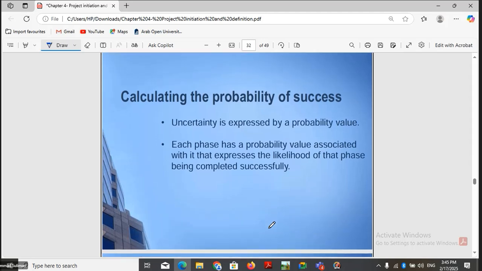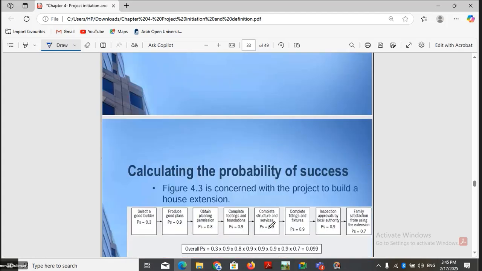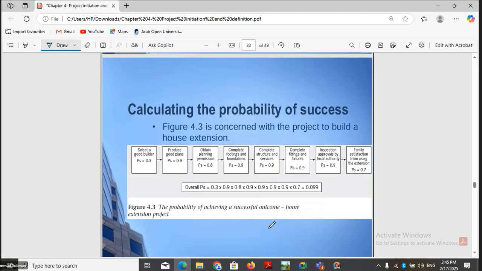Okay, with the risk assessment, we can calculate the probability of success of the project. The project's success depends on the success of each activity or each task of the project, right? When all the tasks are completed, we say that the project is completed. And when it is completed on time, on budget, with quality, we say it is a successful project. So the probability of success depends on the probability of success of every task.